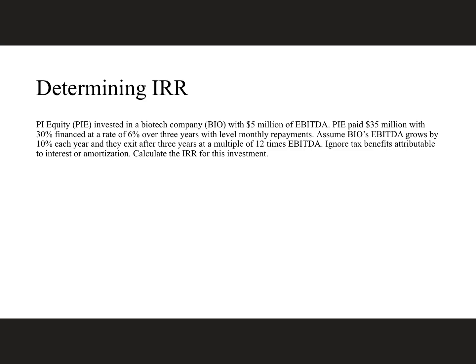We have Pi Equity, we'll call them Pi, invested in a biotech company, Bio, with $5 million of EBITDA. Let's just make sure that this $5 million belongs to the Bio firm. Pi paid $35 million with 30% financed at a rate of 6% over 3 years with level monthly payments. So we're going to be dealing with some sort of debt payment, and it's going to be done on a monthly basis.